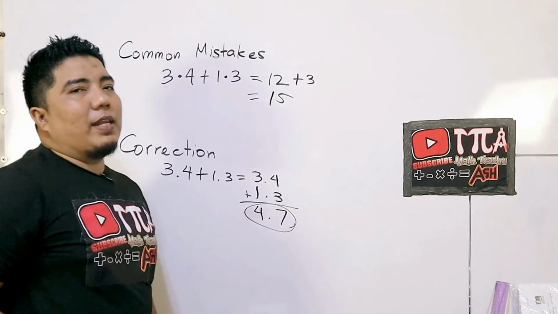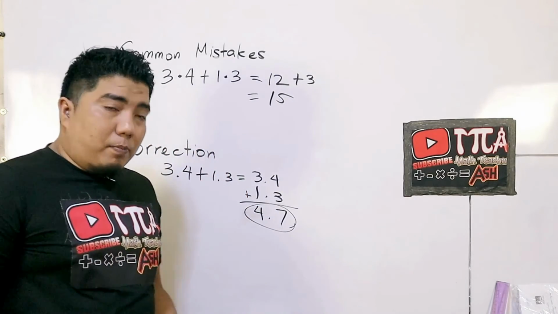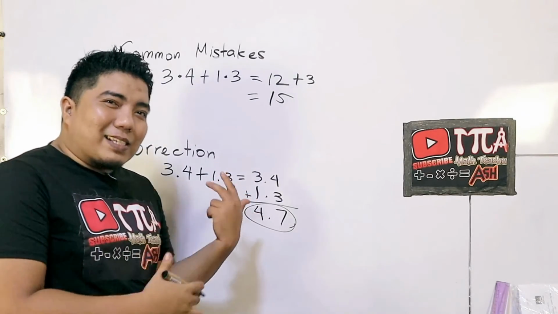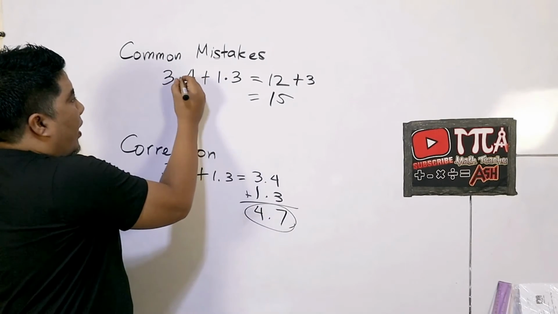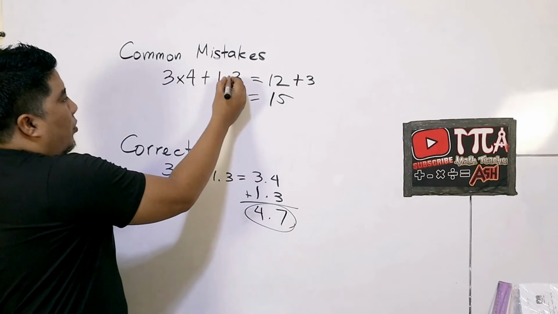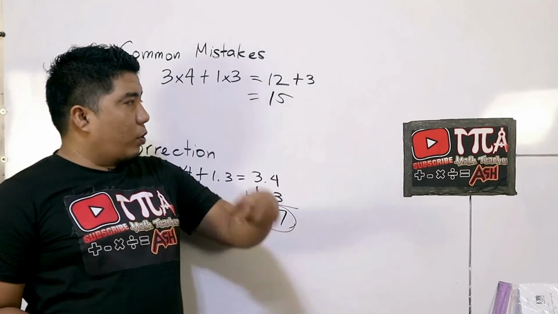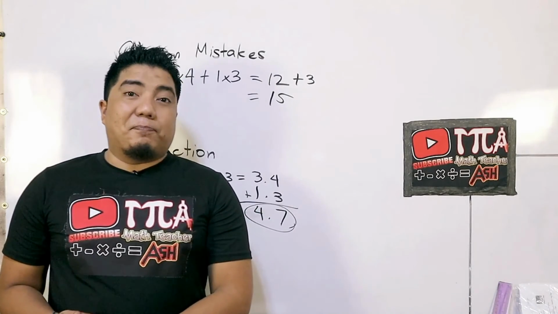But since in this given example, my dear math learners, there is no use of variables, then in order to eliminate this kind of misconception, you could use the symbol × for multiplication. So giving you this kind of example. So 3 times 4, that is 12. 1 times 3, that is 3. Adding them, that is 15.